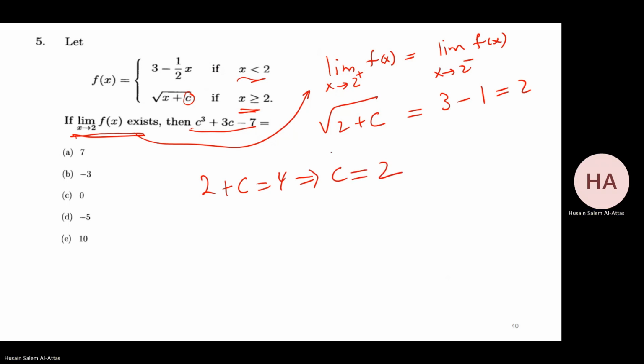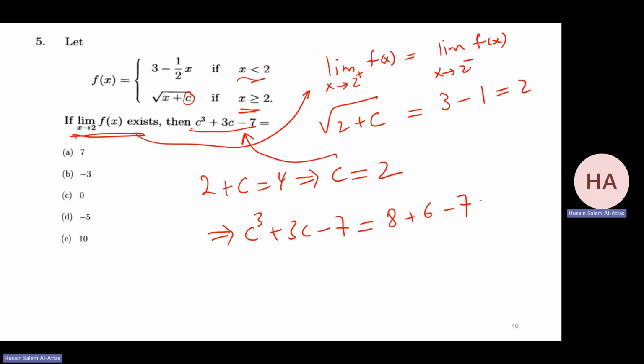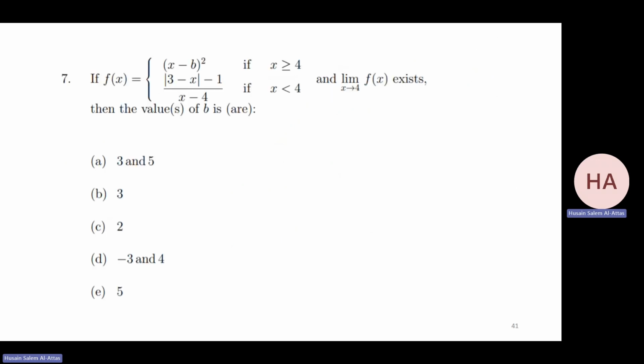2. Substitute it here. That means C cubed plus 3C minus 7 is what? 8 plus 6 minus 7. That is 14 minus 7, which is 7. And that's my answer. So he is just saying the limit exists. It means right equals left. Find C. That's it. He put the C somewhere, no problem.